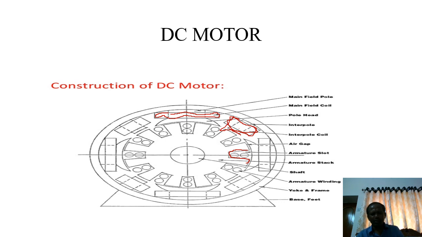The upper part is the yoke, which is a protective device for the inner part of the machine. Magnetic poles and interpoles are placed into the stator. There is a very small gap between these poles and the armature. The armature has a number of slots. These slots are filled with conductors and then laminated. These are the entire construction details of the DC motor.